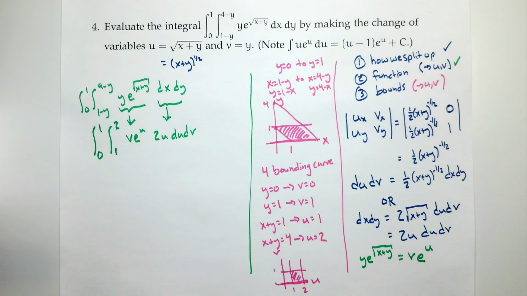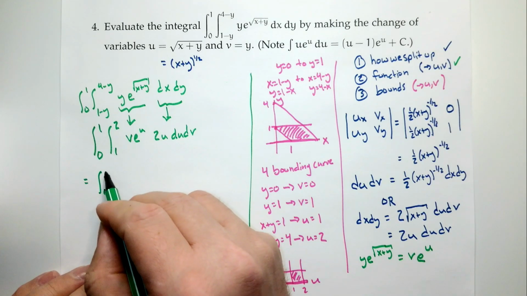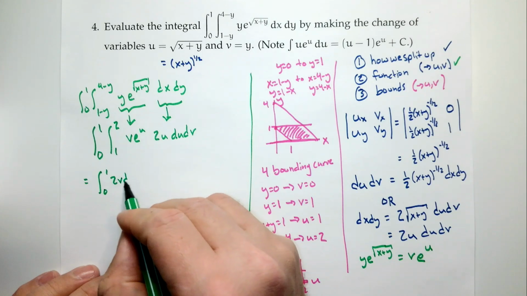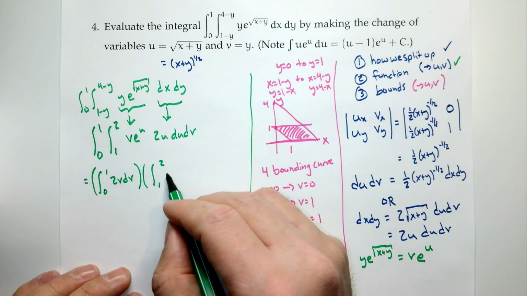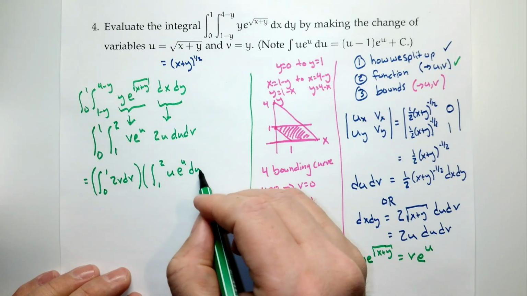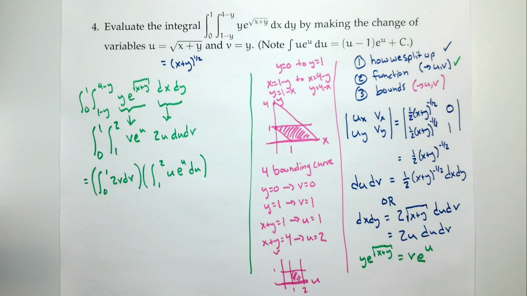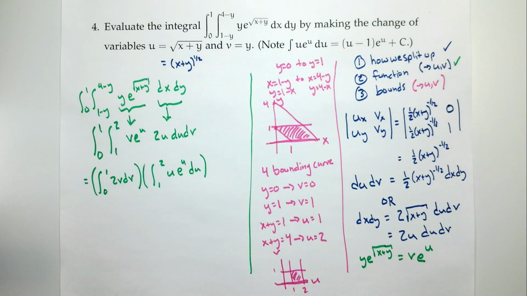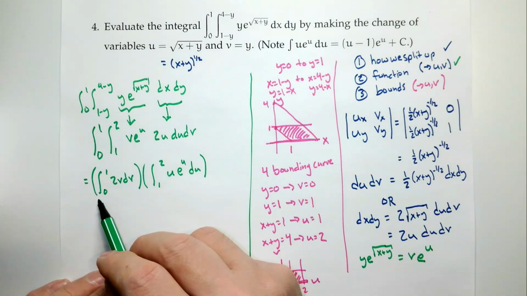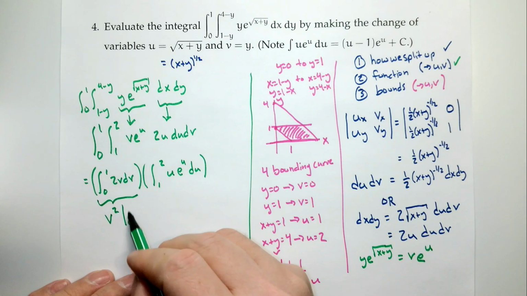Okay, so we've got to carry out this integral. Now, in fact, we can do one of our old favorite tricks. This can really be written as the integral from 0 to 1 of 2v dv times the integral from 1 to 2 of u e to the u du. Now, why can we do that? Well, our bounds are a nice rectangle inside of the uv plane, and our function we can write as a function of v times a function of u. And now we just have to do each piece. Well, the integral of 2v is v squared, evaluated from 0 to 1.